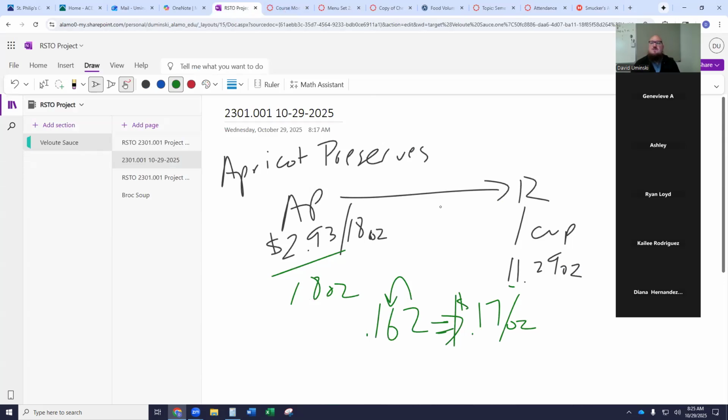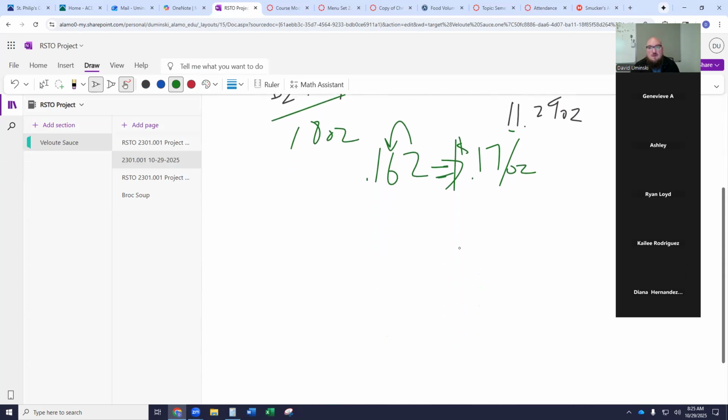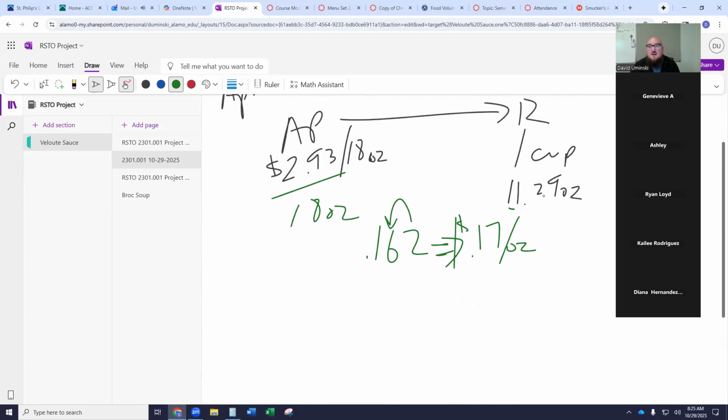Any other questions? Well, continuing this example, if we have 17 cents per 1 ounce, then do we just multiply that by the 11.29, or do we still have to convert the cup? No, the cup is 11.29 ounces. Oh, that's right. Okay. Yeah, you're right. I don't know what I was thinking. Got it.